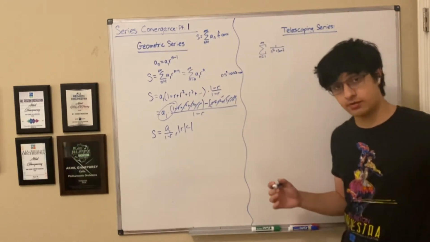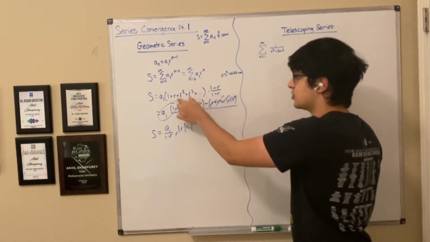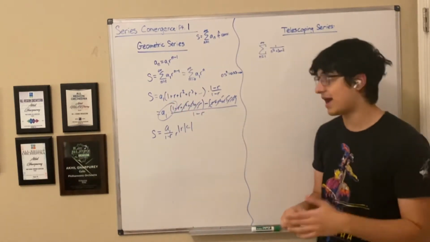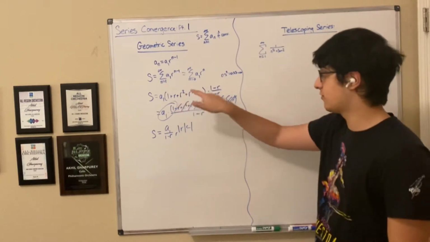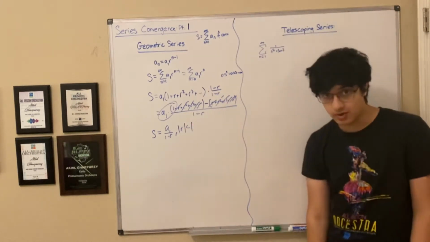If r is greater than or equal to 1 in absolute value, you'll know that r squared and r cubed are going to be greater than r. That's true for every r raised to some power. It'll be r plus a greater version plus a greater version plus a greater version plus a greater, greater, greater, greater, so on and so forth.